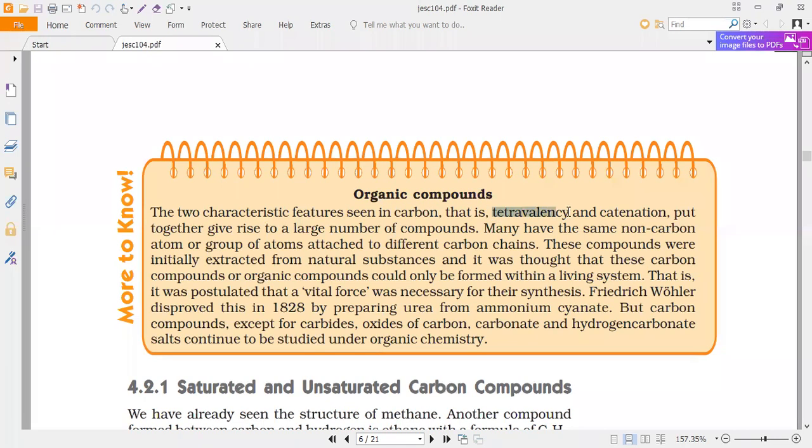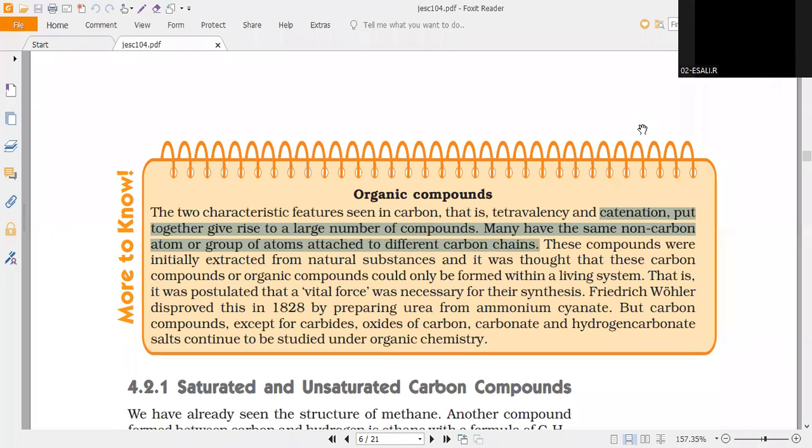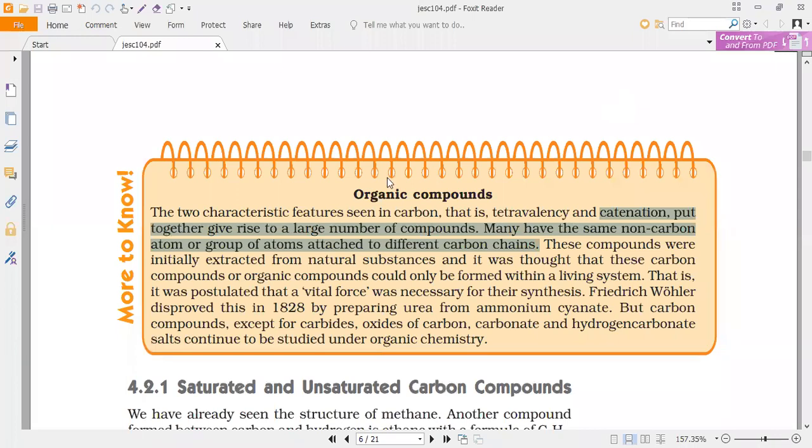The two characteristic features seen in carbon are, first, tetracovalency. Totally four we know, but they are saying two here. Second, catenation, called self-combination, putting together to give a large number of compounds, many having the same non-carbon atoms or groups of atoms attached to different carbon chains. What kind of chains will carbon form? Long chain, branched chain, as well as closed ring chains of carbon.